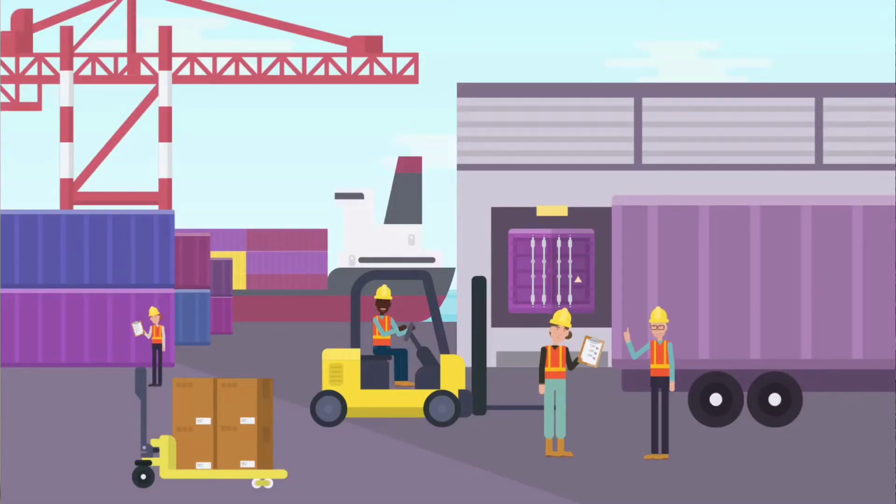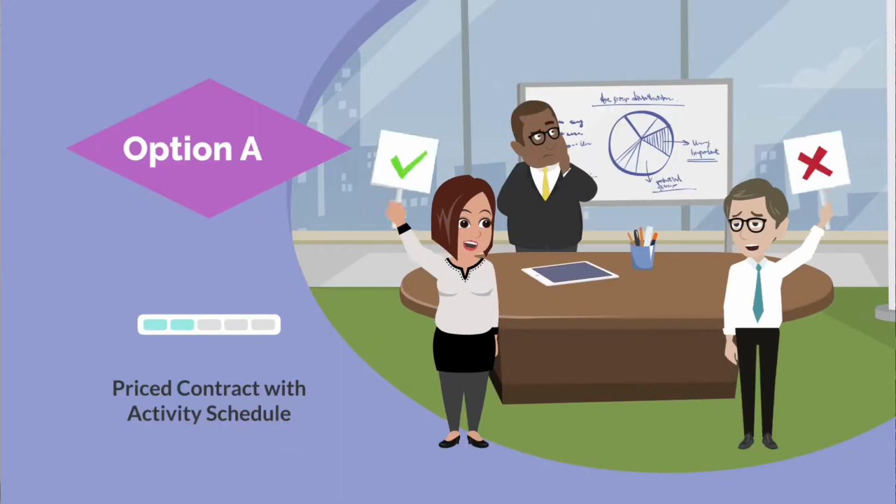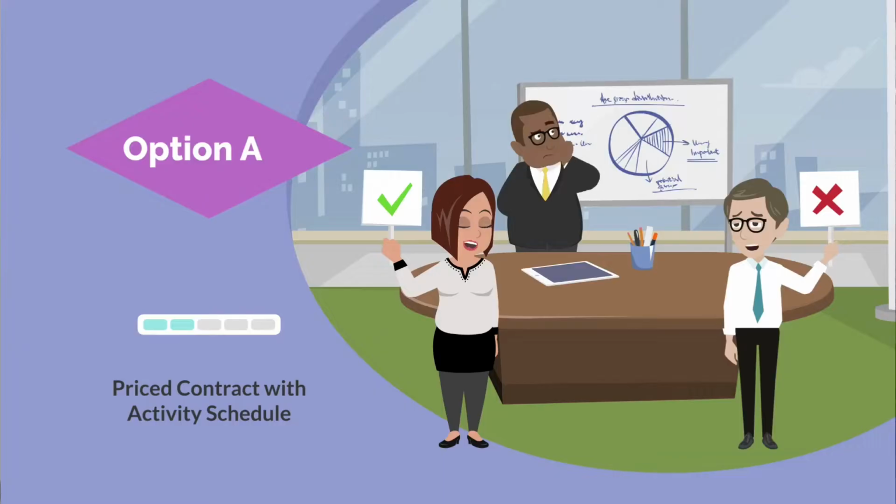Now we can move into how we allocate risk, right? So now we've decided which type of contract we are going with. Now we need to come to the part where we say, which main option do we choose, right? So if we go for option A, it is your priced contract with activity schedule. And then option B is your priced contract with bill of quantities, right?